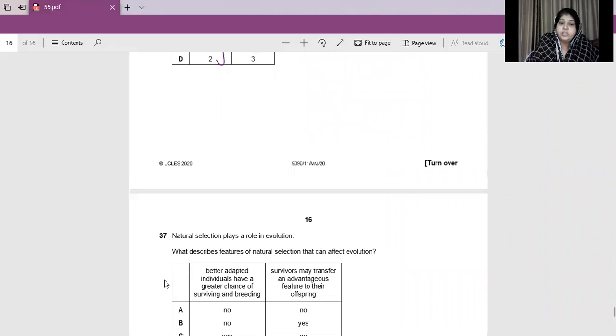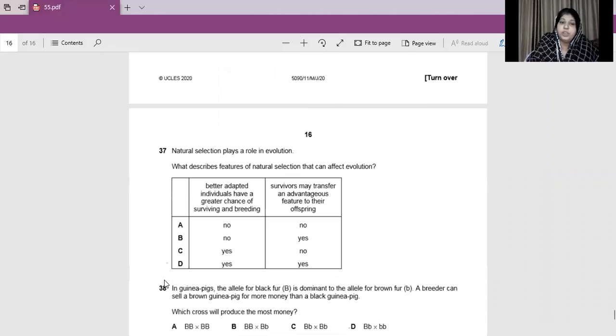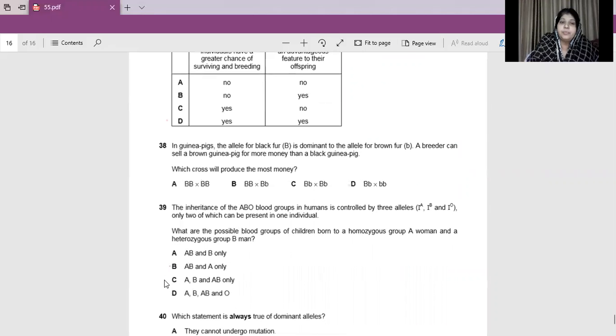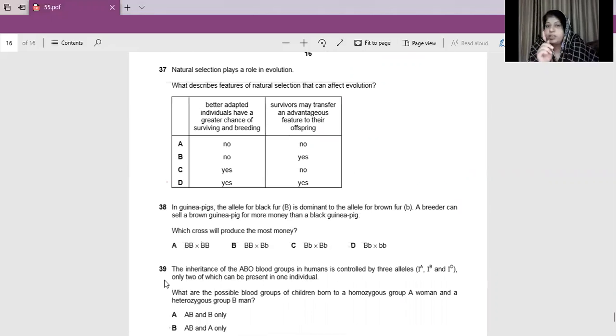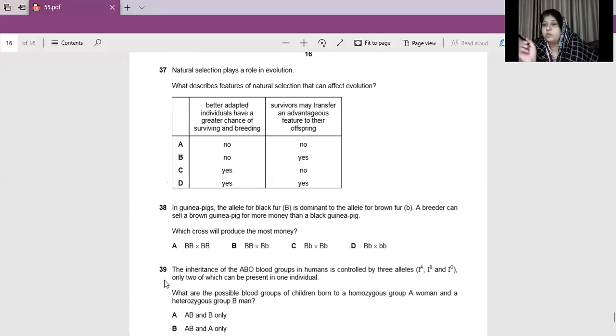Natural selection plays a role in evolution. What describes a feature of natural selection that can affect evolution? Better adapted individuals have a greater chance of surviving and breeding. Correct. The characteristic that is considered as naturally selected, that is adapted, will be transferred as the next gene. A survivor may transfer an advantageous feature to the offspring.